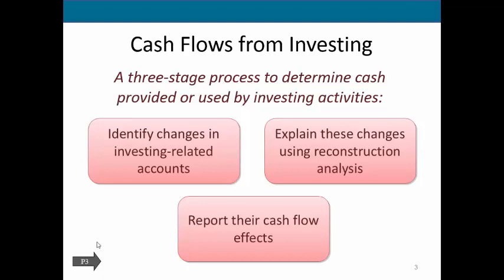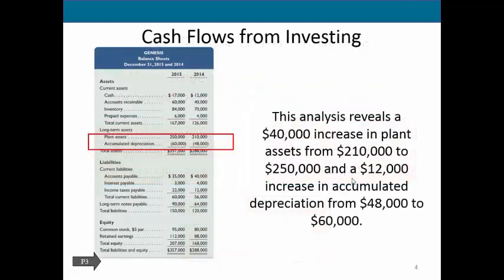So we have a 3-stage process, and this is the same process that we'll use for financing. First, we're going to look at our balance sheet and identify the year-over-year changes in the investing-related accounts. So we'll look at what those accounts are when we look at the balance sheet in a second. We need to explain what made those changes, and then we'll report the items in those changes that had a cash effect. So let's look at this.